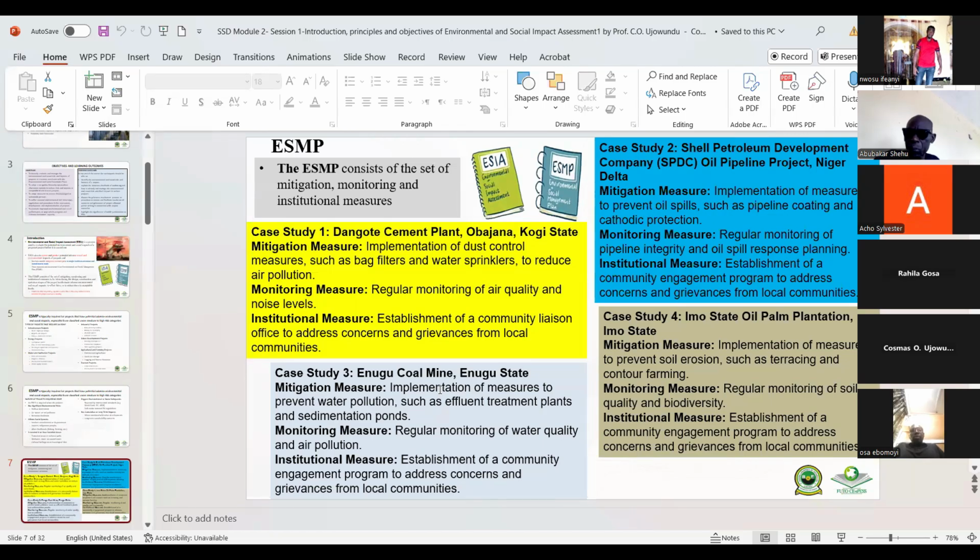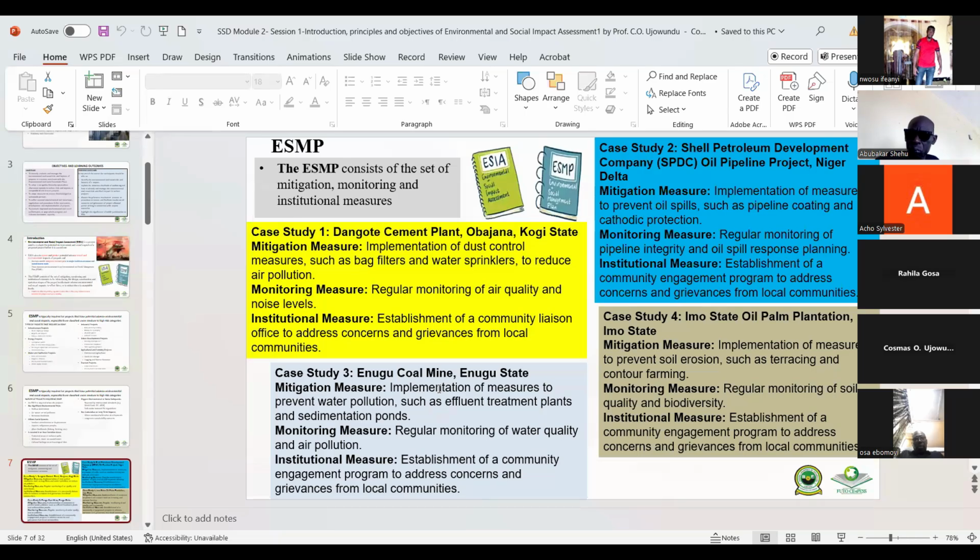So once they lay their complaint, the liaison office is supposed to communicate it to the company so that the company will now take it up and find a way of addressing it. Because if it is not addressed, the tendency is that some of their grievances may stop operation. And if operation is stopped, you will not be able to meet up with your customer need, and it will affect your income generation.